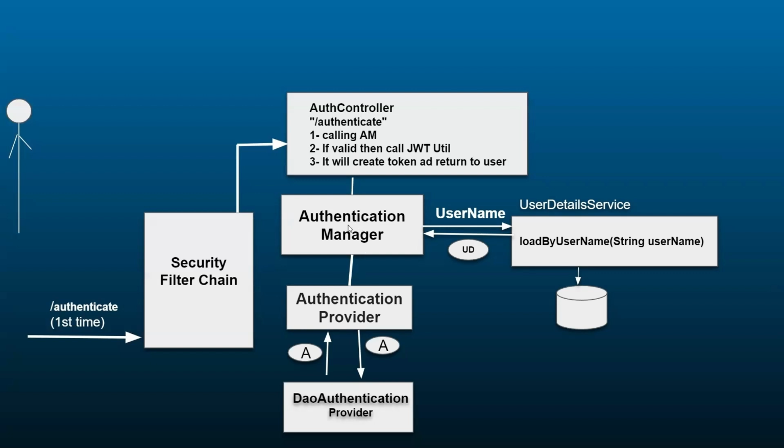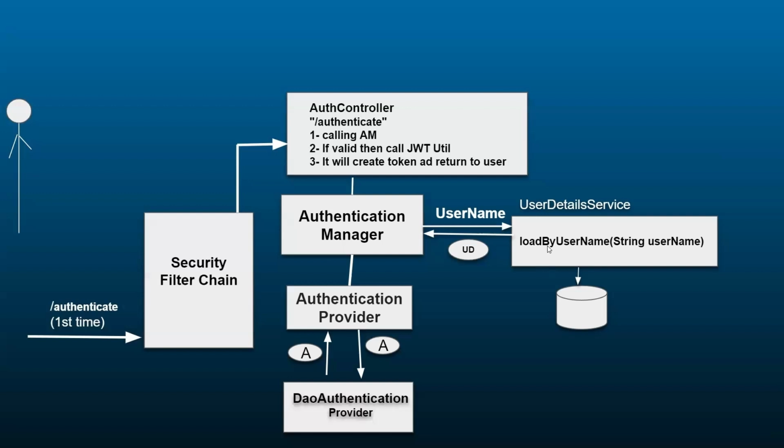Now the authentication manager has both the username and password. Based on that username, the authentication manager class will call the database to get the user detail. But the authentication manager will not call the database directly. For that, it provides one interface called the UserDetailsService interface, which has one abstract method called loadUserByUsername.